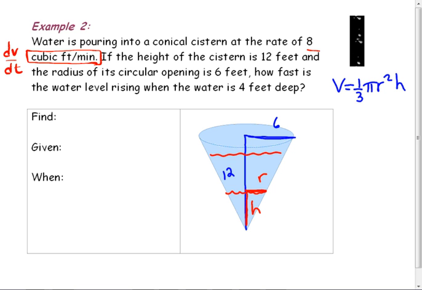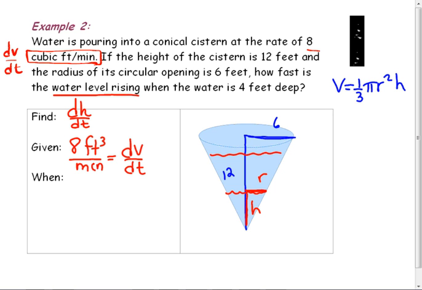So do your find and your given and your when. We already know that we have 8 cubic feet per minute. And you already told me that was dV/dt. What do we want to find? How fast is the water level rising? You might have to read twice before you figure out which one that is. Yeah, it's dH/dt. And it's when the water's 4 feet deep. So what's 4 feet? H.